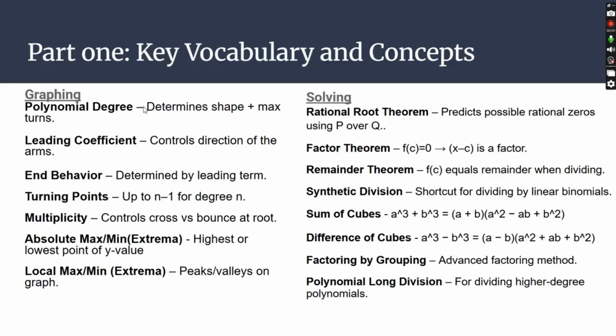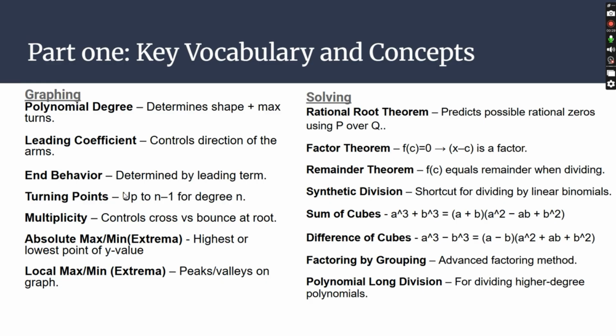There are several important concepts we need to understand. First, the polynomial degree determines the overall shape of the graph and the maximum number of turns it can have. Next, the leading coefficient controls the direction of the arms of the graph, meaning whether the ends rise or fall. End behavior is determined by the leading term, and it describes what the graph does as x approaches positive or negative infinity.